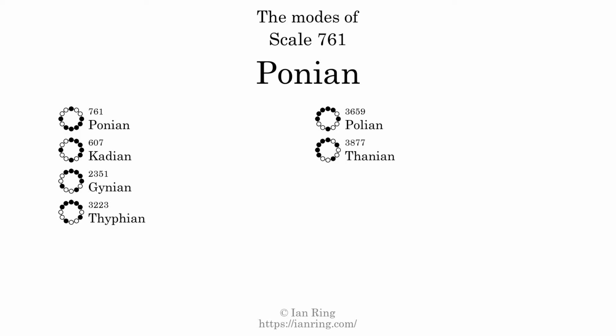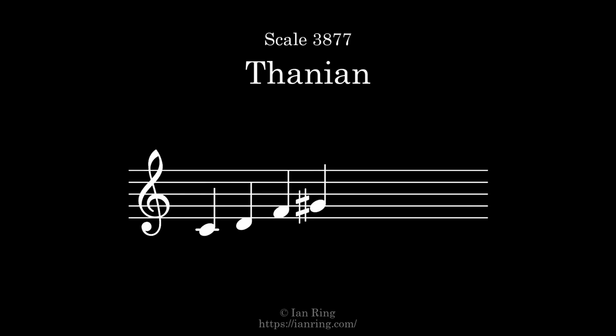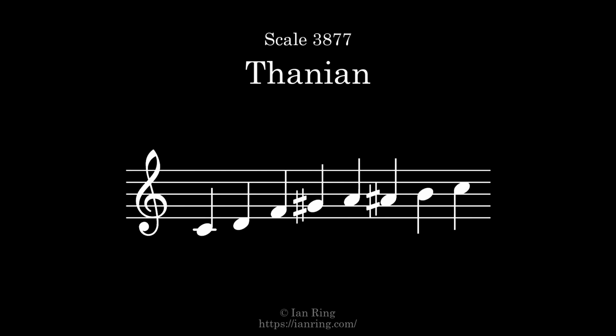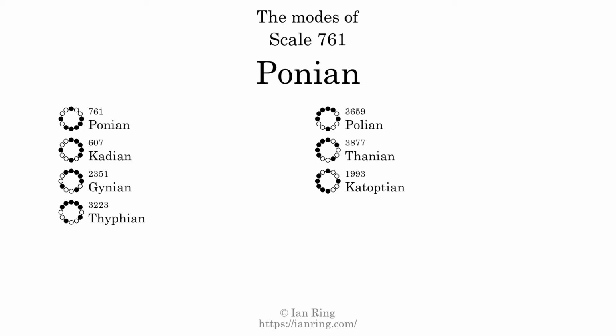The sixth mode is scale 3877, also known as Thanian. It sounds like this. The seventh and last mode is scale 1993, also known as Catoption. It sounds like this.